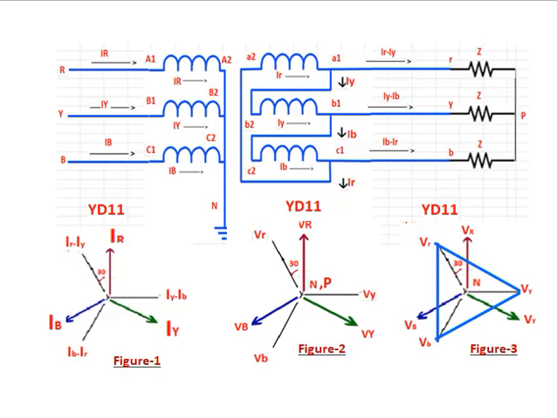All three phase voltages of the HV and LV side are shown in figure 2. The LV side phase to virtual neutral voltage is leading the HV side phase to neutral voltage by 30 degrees. So it is called YD11. The HV side phase to neutral voltage and LV side phase to phase voltage, that is, delta voltage, are shown in figure 3. That is, VRN is in phase with VRP.